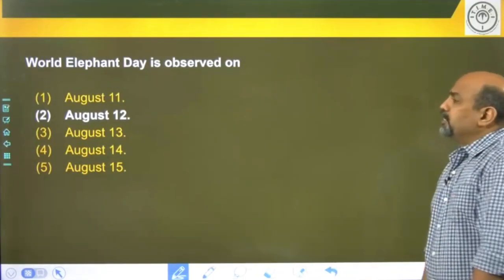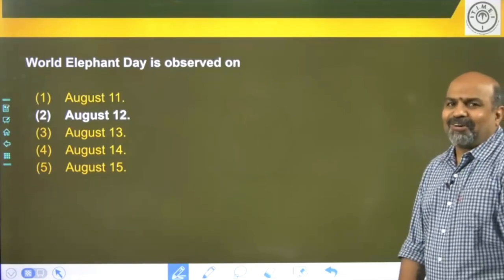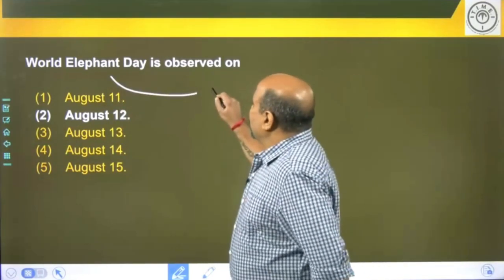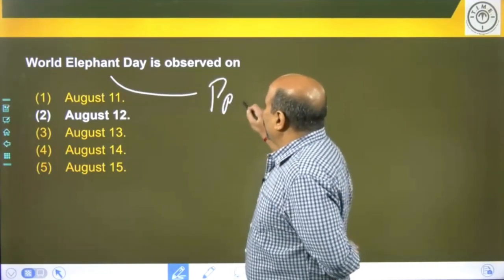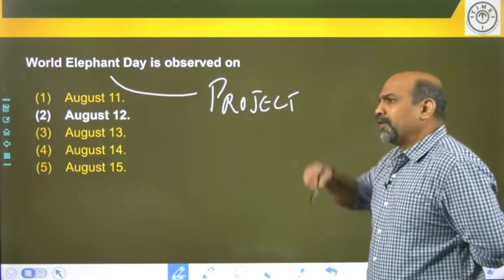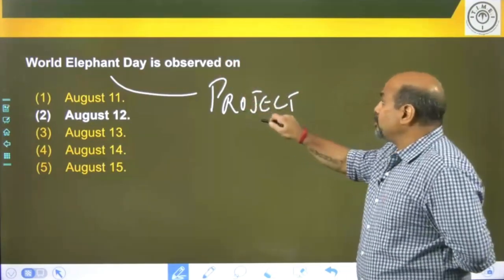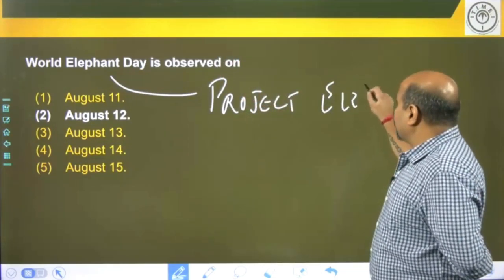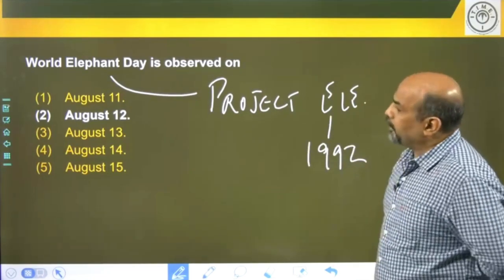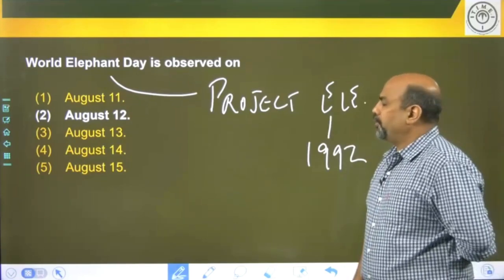World Elephant Day is observed on August 12th. Just like Project Tiger was launched in 1973, we have Project Elephant, which was started in 1992.